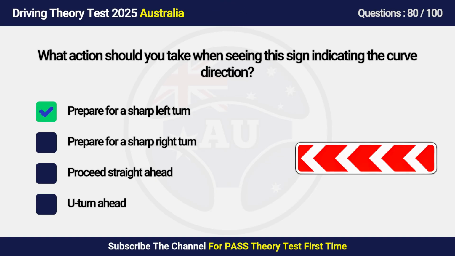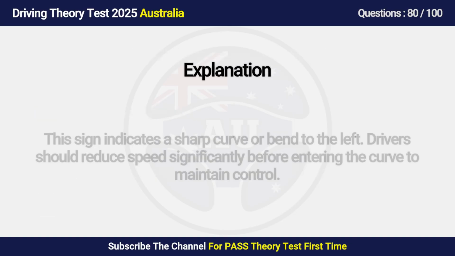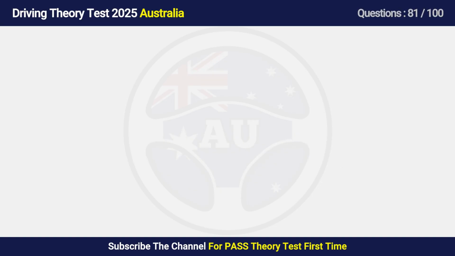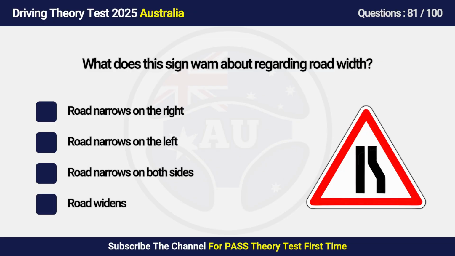Answers is A. Prepare for a sharp left turn. This sign indicates a sharp curve or bend to the left. Drivers should reduce speed significantly before entering the curve to maintain control. Question 81. What does this sign warn about regarding road width?